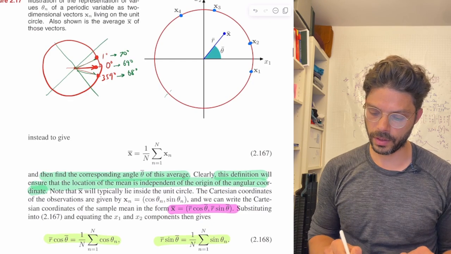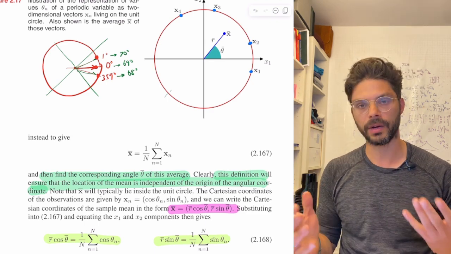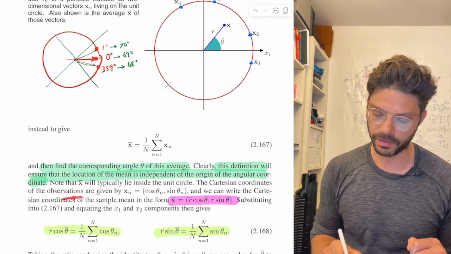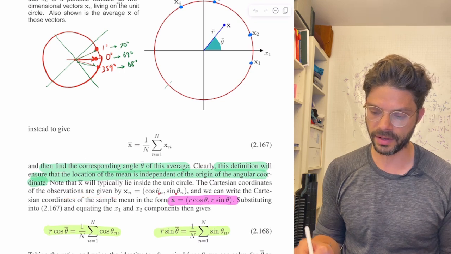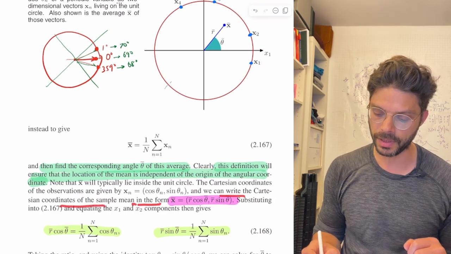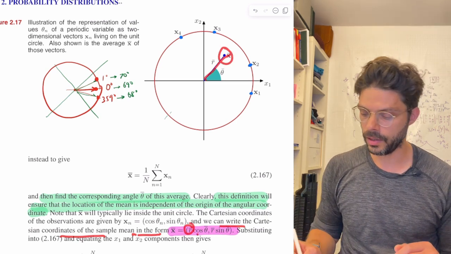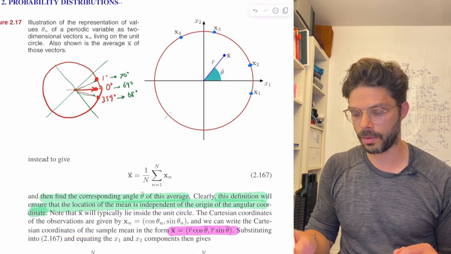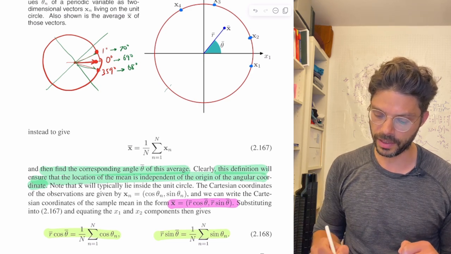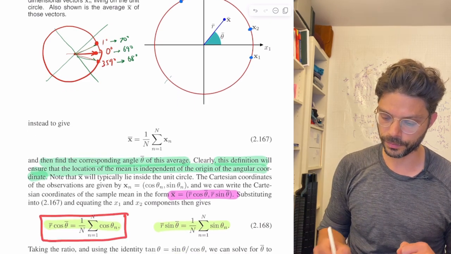Okay, so now note that x bar will typically be inside the unit circle. So let's figure out what this mean looks like. The Cartesian coordinates of the observation are given by x_n equals cosine theta_n, sine theta_n, giving the x and y values. And we can write the Cartesian coordinates of the sample mean as r bar cosine theta bar, and r bar sine theta bar. Now substituting 2.167 and equating the x1 and x2 components then gives the following.